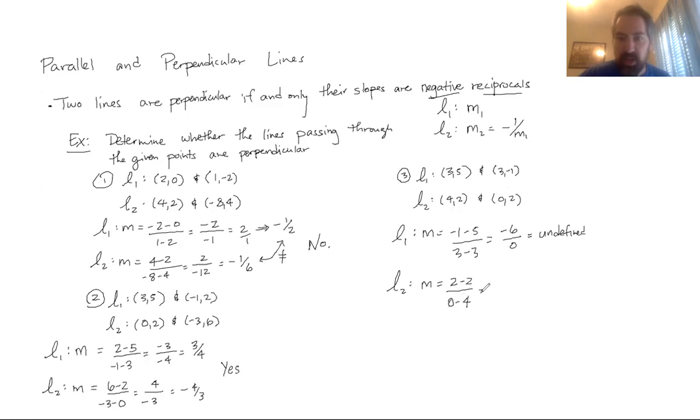So what happens here? In this case, the y values are the same. 2 minus 2 gives us 0. A 0 in the numerator means the slope is 0, while 0 in the denominator means the slope is undefined. And 0 and undefined are negative reciprocals of each other. That's more difficult to see, but we've said that a line with an undefined slope is a vertical line, and a line with a slope of 0 is a horizontal line.